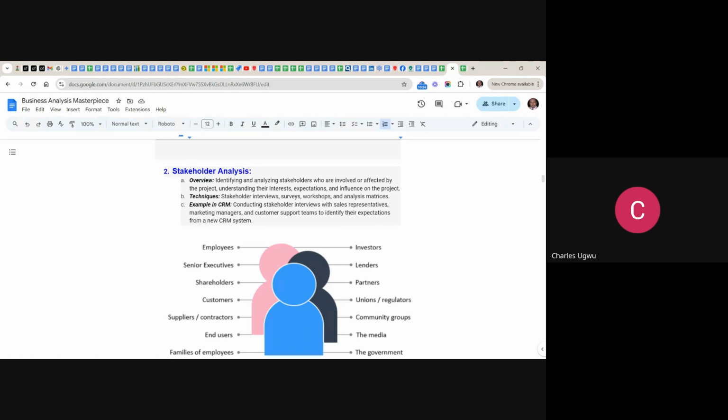So, what are the various techniques for you to carry out this analysis? You need to identify them. This is part of asking questions. You need to ask questions to understand who the stakeholders working with you are. You can do that through interviews, surveys, and workshops. These are various means. An interview is asking questions.